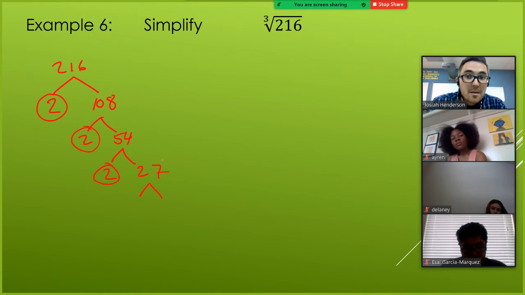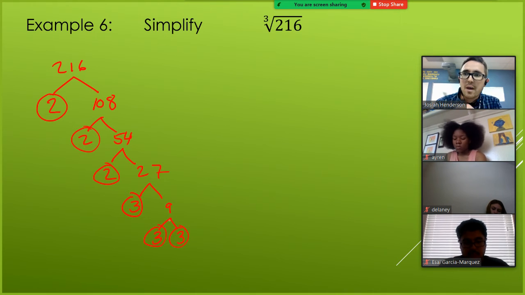So let's divide it by 3. If 2 doesn't work, bump it up to 3 and try that. 27 divided by 3 is 9. And then, of course, you're thinking 9 is 3 times 3, so we're done. So what we've just done is found all the different factors that multiply together in a string to make 216. It's kind of like a unique identifier. All numbers have a specific collection of numbers that make them up through multiplication.